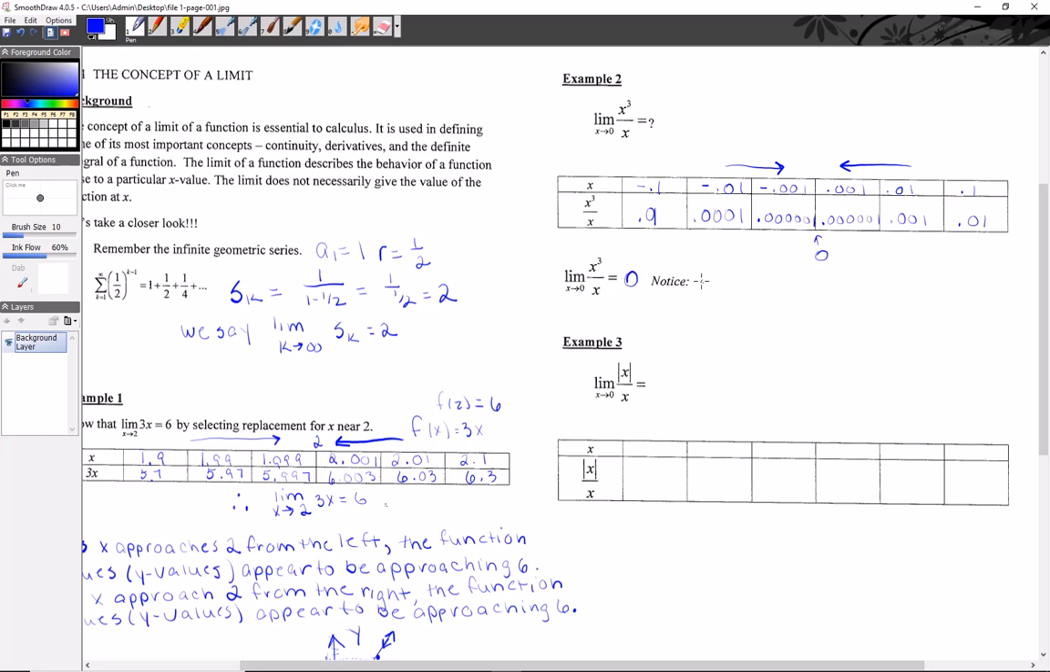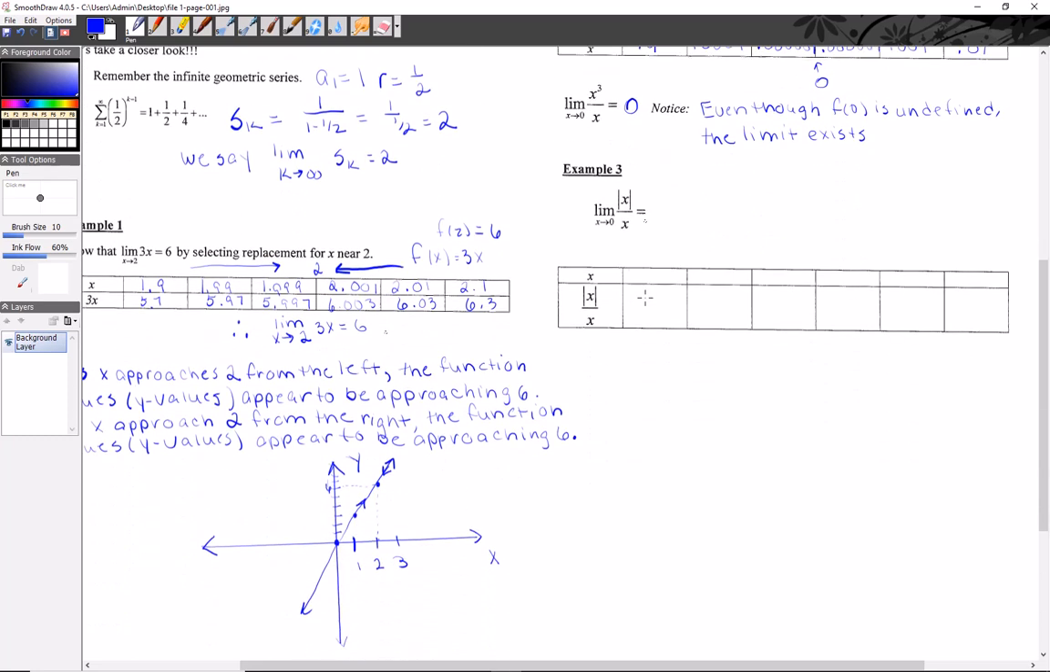Now notice, even though f of 0 is undefined, nevertheless, the limit exists. So interesting. This is our limit. If we plug a 0 in, we don't get this number. We just get undefined. So you can start seeing some of the power of this. Let's go on to example 3.